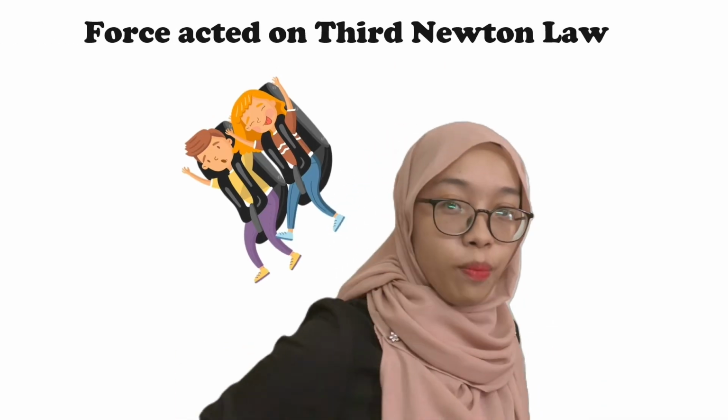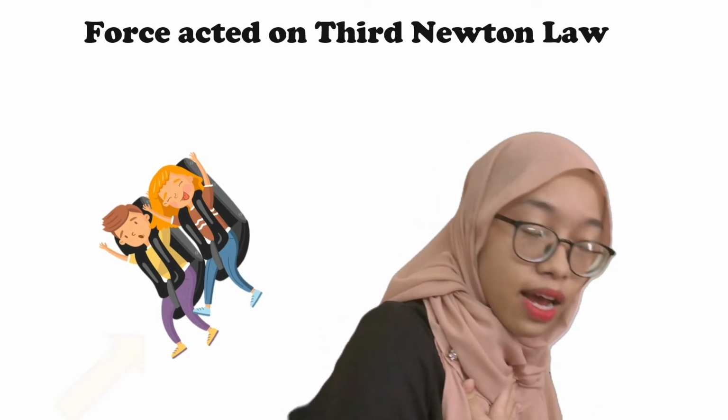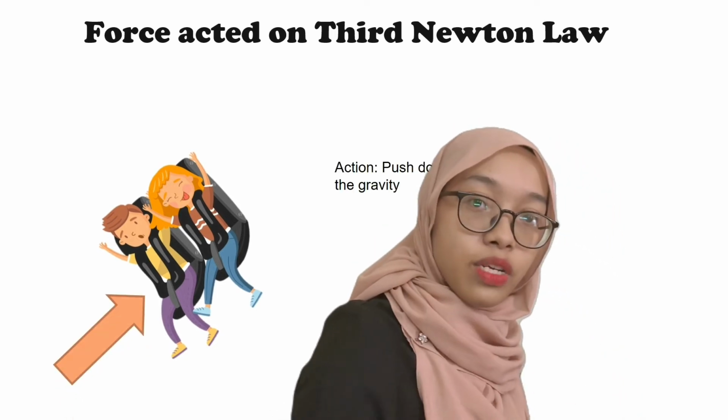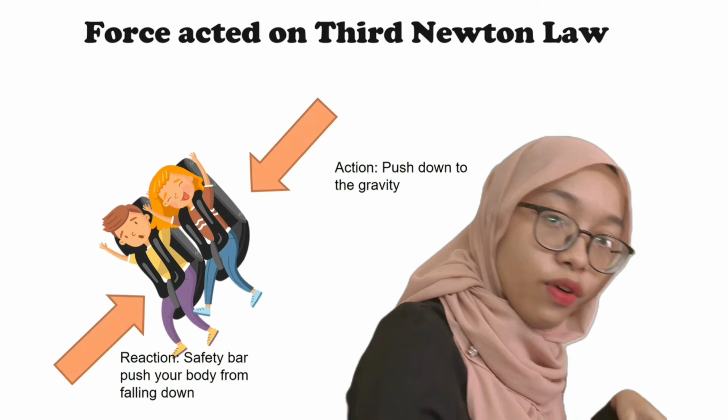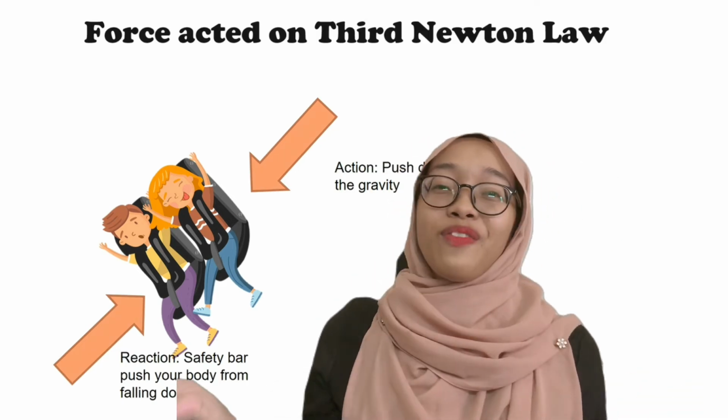The same if you are going to drop. The action will push your body down and forward as the gravity pulls you down. But then the reaction of the safety bar will stop your body from falling forward. It's the same as the effect of inertia on riders in the first law, right?